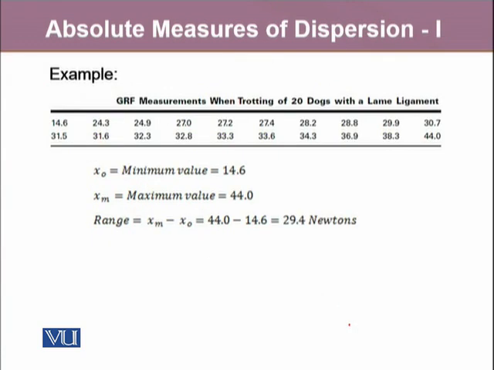Let's take an example where we measured these GRF measurements from 20 dogs. Here in this data, our minimum value is 14.6 and the maximum value is 44.0. If we want to calculate the range, we'll just take the difference of maximum and minimum, which is 29.4 newtons. From here we can see that our overall data ranges from 14.6 to 44.0.